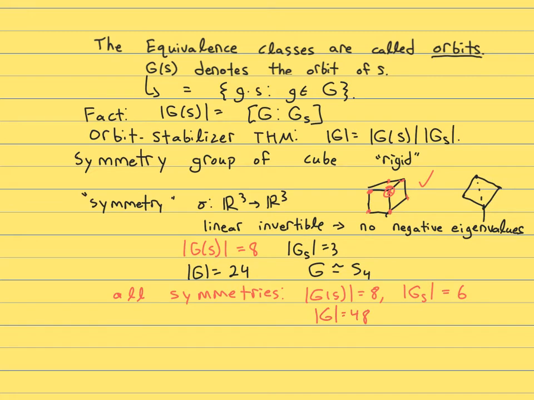By the way, we see in both these cases that the group action is transitive, which is what we mean when there's only one orbit.